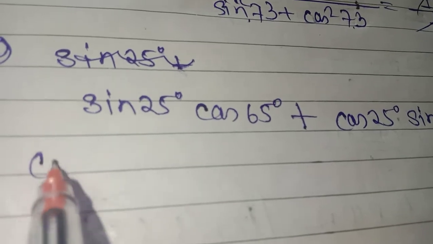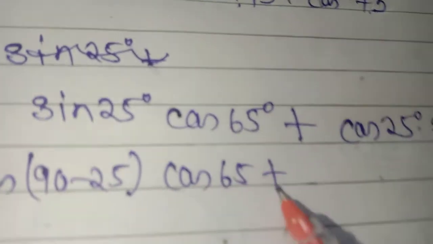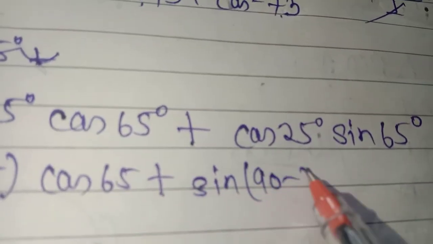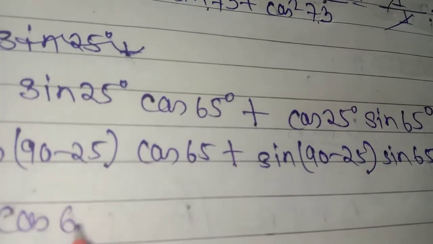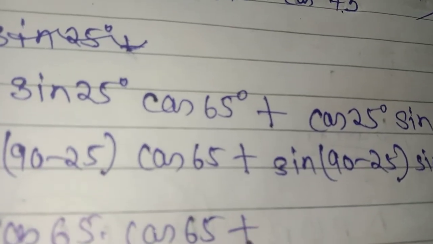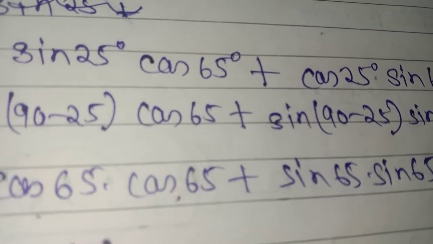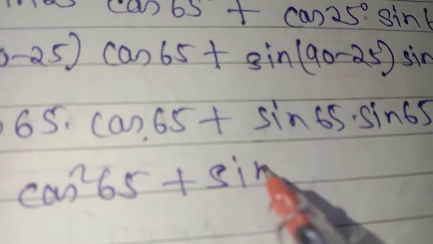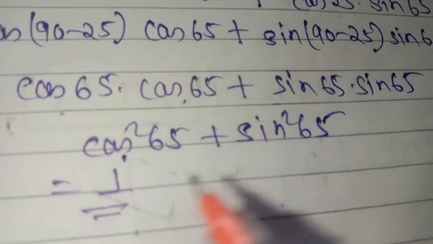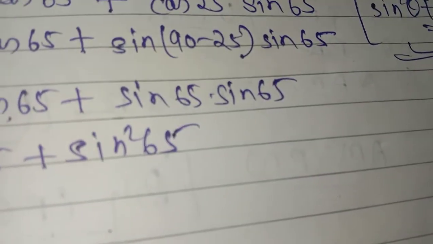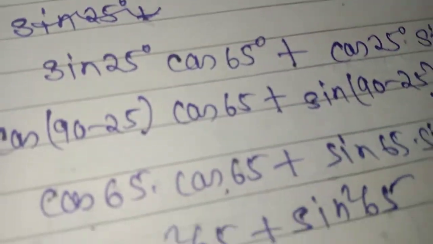For sin 25 we will write cos of 90 minus 25, that is cos 65, and for cos 25 we write sin of 90 minus 25, that is sin 65. Now it is cos 65 into cos 65 plus sin 65 into sin 65. So it is cos square 65 plus sin square 65. We know that cos square theta plus sin square theta is equal to 1. We are using that identity. So in this way, we have to use the proper identity at the proper place to solve the numericals.